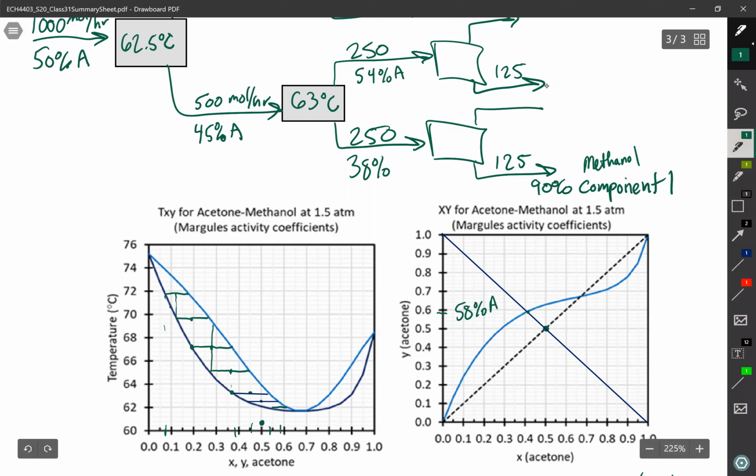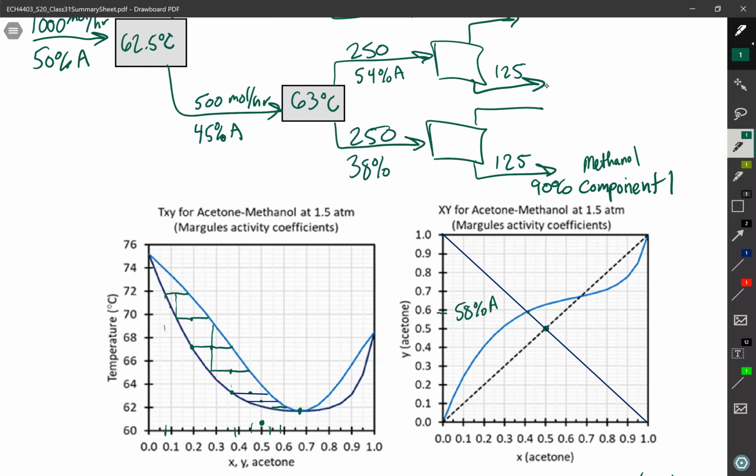And now when I cool it down here, I'm going closer and closer to the azeotrope, so I'm going to have to keep zooming in. But the idea is that the azeotrope represents kind of a roadblock to distillation. In other words, I can't ever pass the azeotrope because the bubble point and the dew point curves come together, so there's no way to go to the other side.